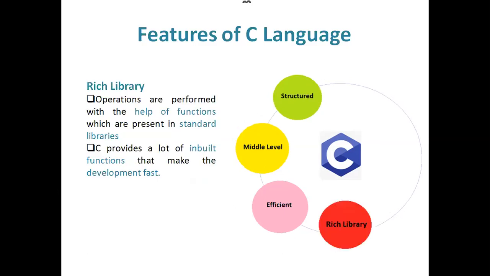Now, the fourth feature is that it has a rich library. Most of the operations which we perform in the C language, we perform with the help of functions, and those functions are present in the standard libraries. C provides a lot of built-in functions present in libraries, and therefore these are called rich libraries. There are a lot of functions, and these functions make the process of development in the C language very fast.